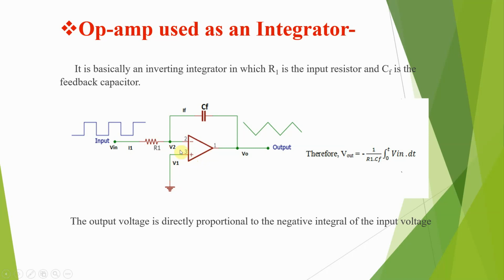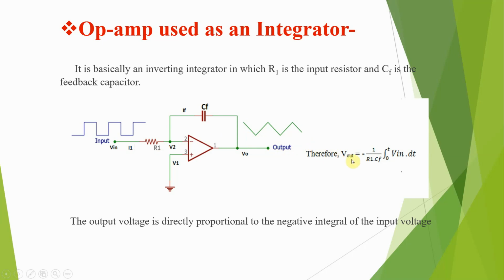This is the active integrator, meaning we connect the resistor R1 in series with the input voltage and the capacitor is connected in the feedback path. Therefore, when we apply the input signal to the inverting terminal of the op-amp, the output is the integration of the input signal. When we apply a sine wave, the output is a cosine. When we apply a square wave, the output is a triangular wave, and when we apply a triangular wave, the output is a sine wave.